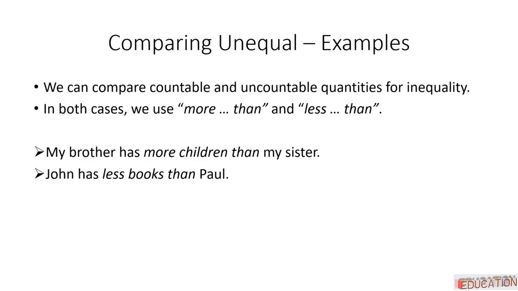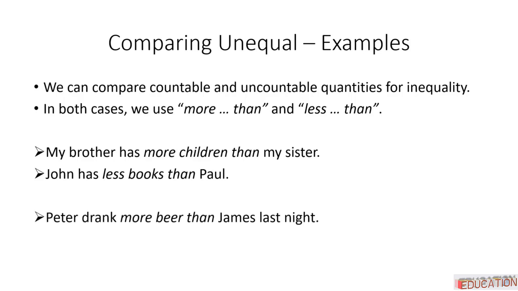And if we look at uncountable nouns, we see Peter drank more beer than James last night. So we don't know how much they drank, but of the two, Peter drank more. Or Emma has less patience than Jane. Now this sort of implies that Jane hasn't got much patience and Emma has even less. That's just the way it's been formulated.